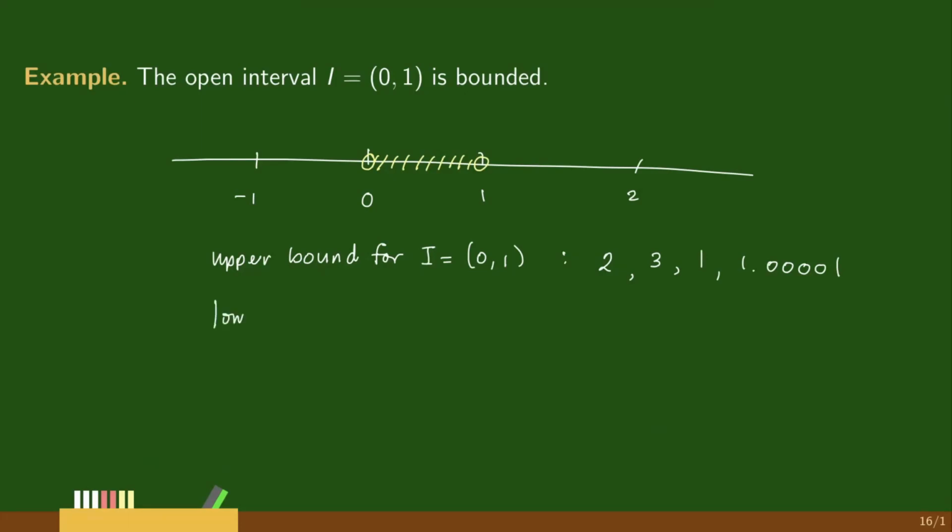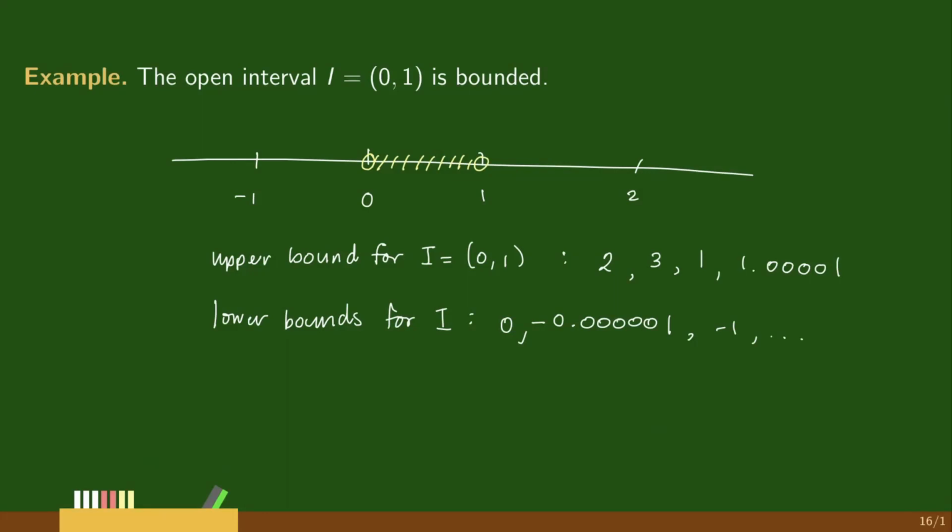Okay. Can you now give me lower bounds for I? Of course there are many. 0 is a lower bound. What else? Negative 0.000001 is a lower bound. Yes, 0 is a lower bound. What else? Negative 1, etc. Actually, any number less than 0 is a lower bound. But you see that no number greater than 0 is a lower bound. That's what separates 0 from all the other lower bounds.